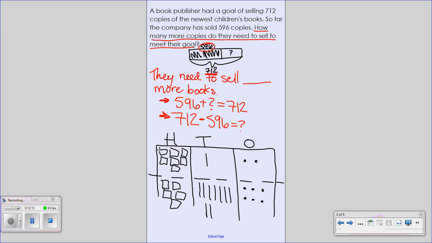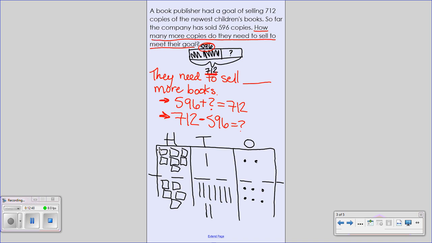That's my goal. It would not make sense if I just said, okay, I've sold this much, and then I'll subtract my goal from that. That doesn't make sense. I have to start with my big goal and then subtract what I've sold. My goal is 712. That means 712 is my top number. I'm subtracting how much I've sold already, which is 596. That's my bottom number. All right, let's start in the ones.